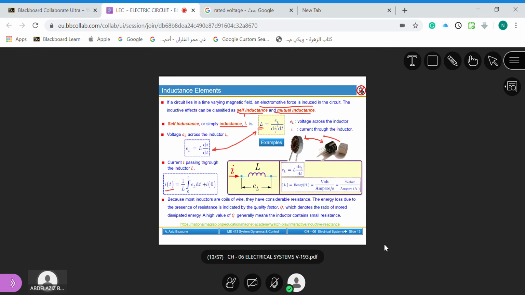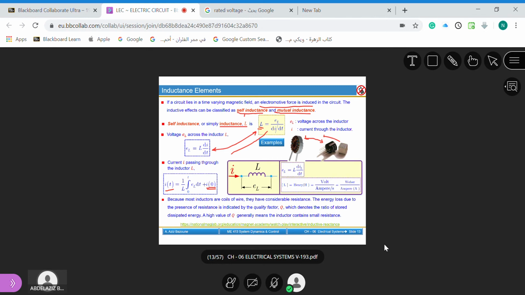The current I passing through the inductor can also be written like this. When you integrate these two quantities, you will find that I of t will be 1 over L, integral of EL from 0 to t dt, plus I at time t0 equal to 0. This is the current at time t equal to 0, which is the constant of integration.